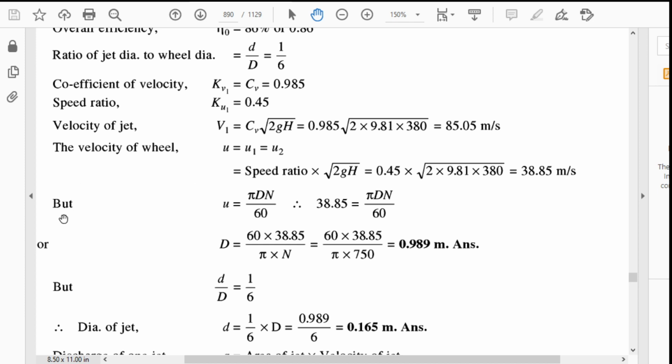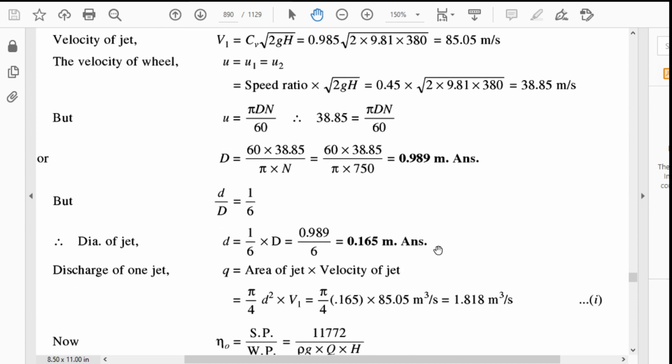Now if you remember, I have shown you u equals phi root 2gH, but u can also be written as pi D N upon 60. By using this expression, you can find D, that is the mean diameter or pitch diameter. So D will be 0.989 meters, that is your wheel diameter.